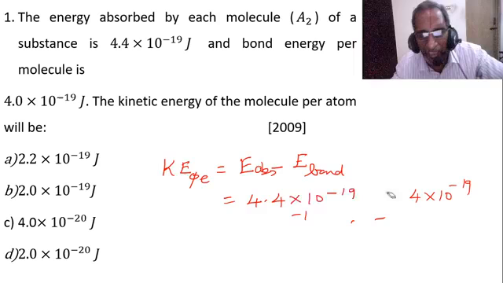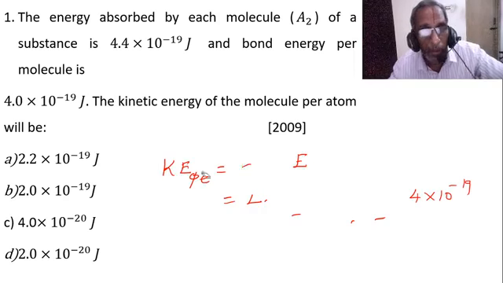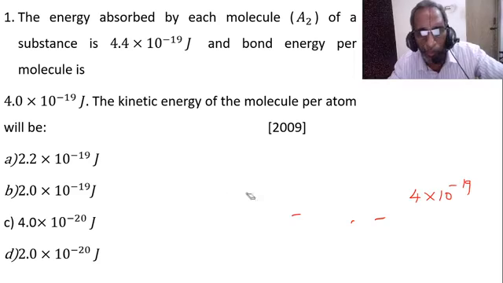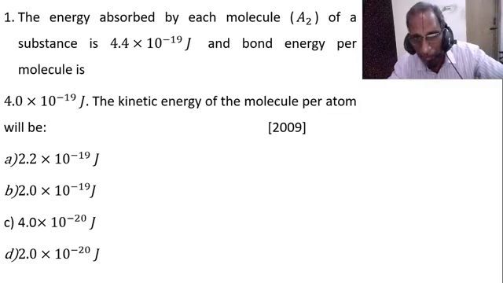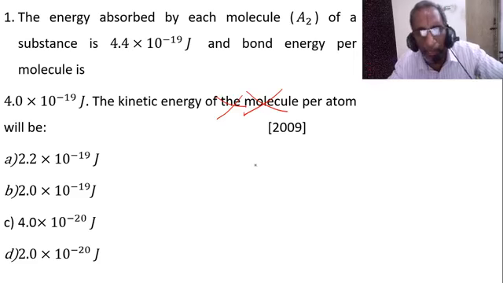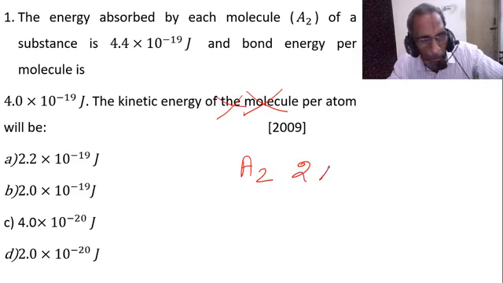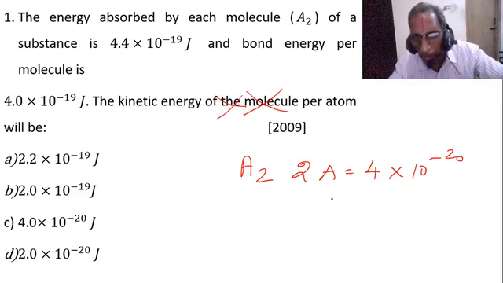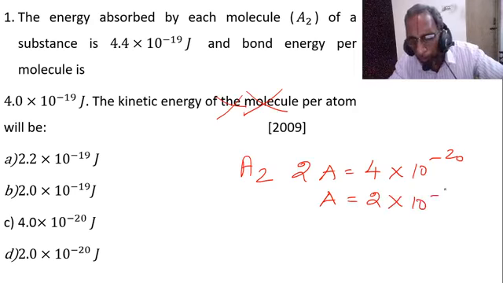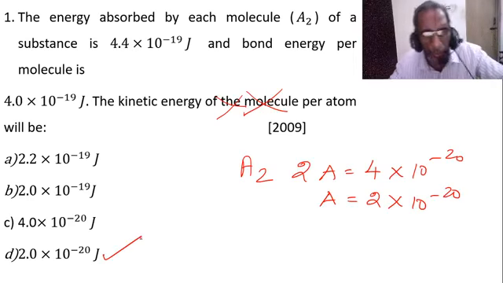Here it is given as kinetic energy of the molecule. It should not be mentioned like this. It should be kinetic energy per atom. So you discard the word molecule. Kinetic energy per atom. Here it is A2. A2 means 2 atoms. 2 atoms energy is 4 into 10 power minus 20. Energy of 1 atom is equal to 4 by 2, 2 into 10 power minus 20. So option D is the correct choice.